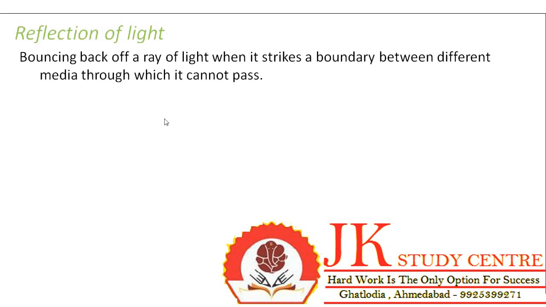Then what happens? Let us suppose this is my boundary. That is some object through which light cannot pass. So what will happen if a ray of light falls on this boundary? It has no option to pass through it. So it will bounce back. So this phenomenon of bouncing back of a ray of light when it strikes a boundary between different media, because it will happen only when it strikes something, right? Because until and unless it strikes something, it will never bounce back.